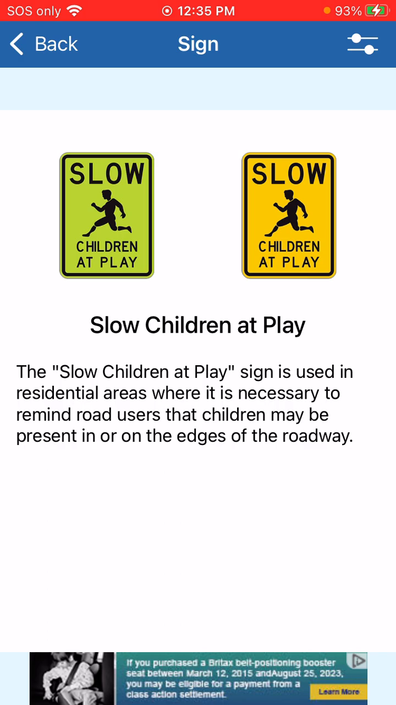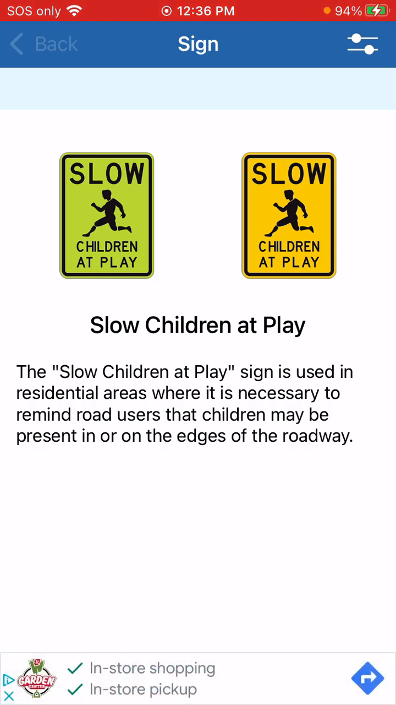Slow children at play. The slow children at play sign is used in residential areas where it is necessary to remind road users that children may be present in or on the edges of the roadway.